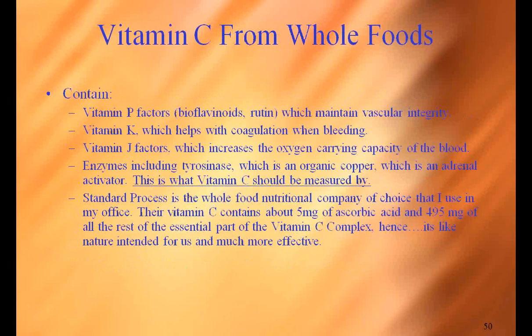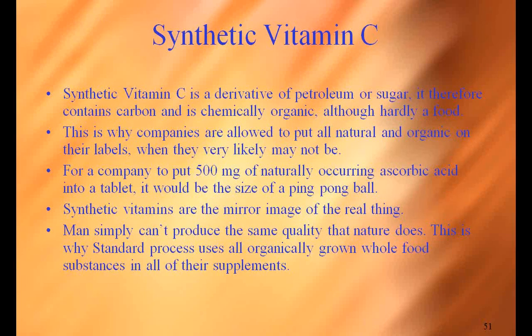So certainly the other portions of that C complex, the P factors, the bioflavonoids, and rutin for vascular integrity, vitamin K, which helps for the coagulation and bleeding, the J factors, which increase the oxygen carrying capacity of the blood, the enzyme tyrosinase, which is an organic copper adrenal activator, which is an incredibly powerful part of that C complex. So there's a lot more to the complex than just ascorbic acid. And a lot of times that ascorbic acid is derived from either petroleum or sugar. Therefore, it contains carbon and it's chemically organic, and certainly can be misleading as well.